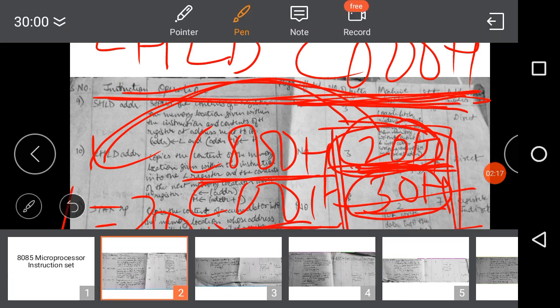So what does this instruction do? It will store the content of the address in the L register and will store the content of the address next to the address mentioned in the instruction to the H register. Again, flags affected: since no arithmetic or logical operations are involved in this instruction, no flags will get affected.